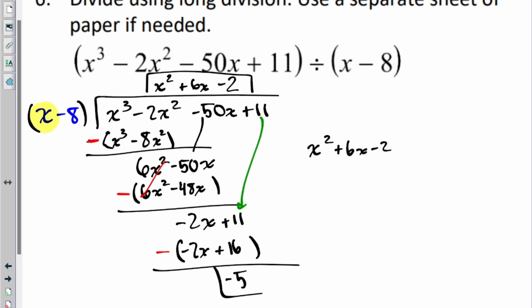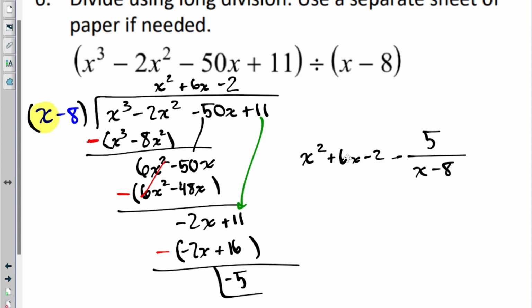That's what I was writing up here, my final answer, minus 5 over x minus 8, because my remainder was negative 5. And like if you remember from long dividing just regular numbers, your remainder is almost like a decimal that goes along with it. And the way to find that decimal is you take the remainder and you divide it by the divisor, what you were dividing by, and you get this.